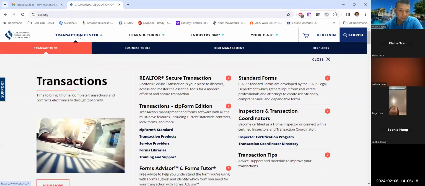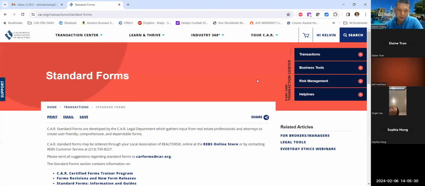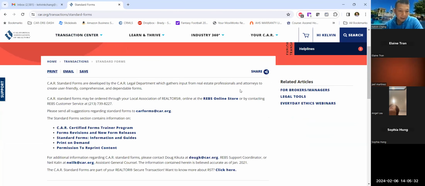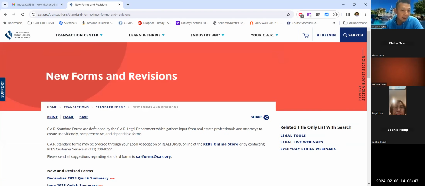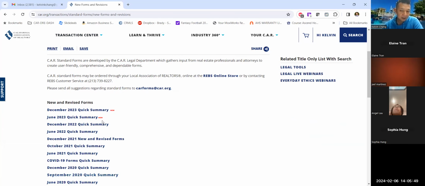I can show you my CAR website once logged in. I want you to go into Transaction Center and Standard Forms. I'm going to click right here, Standard Forms. That's the go-to place. Now, there is a button here called Form Revisions and New Form Releases. This is where you always get to check what to expect, and you can even do this early, before December, and find the changes.